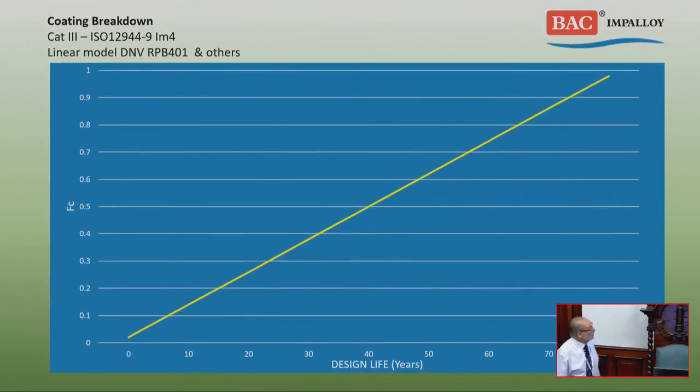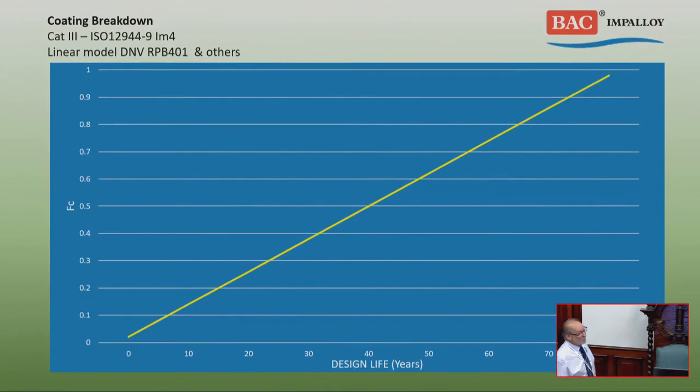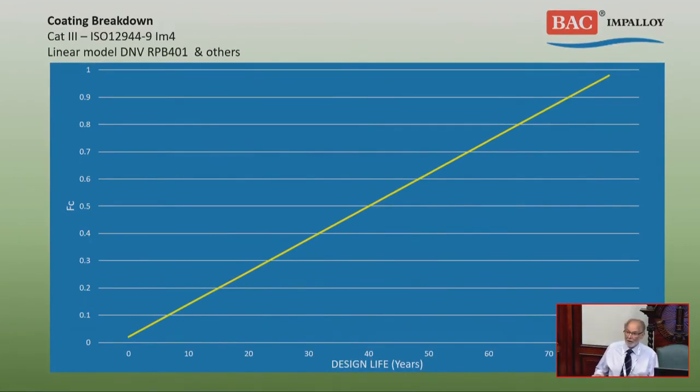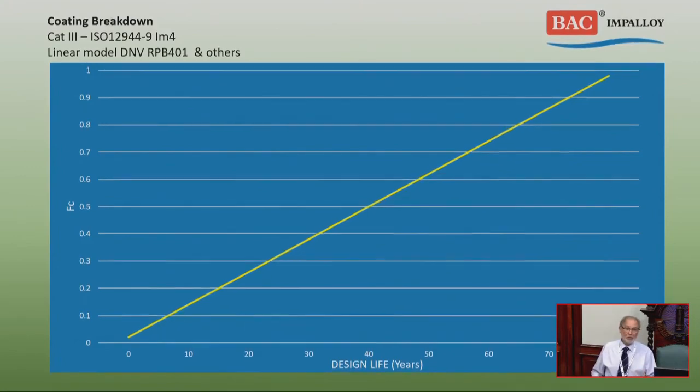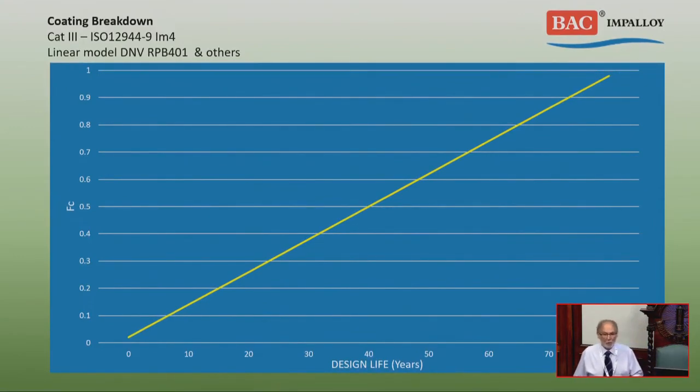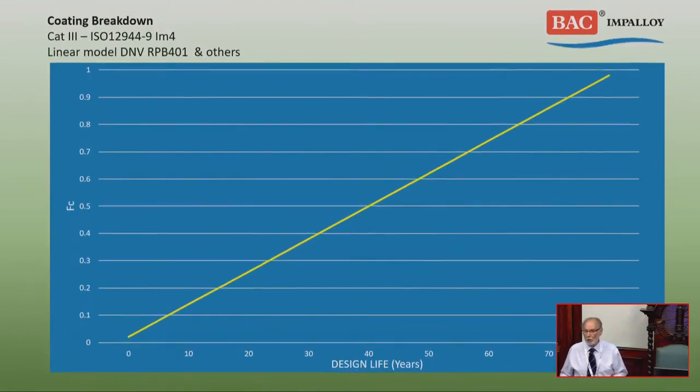I don't believe that. And DNV, who are the originators of this linear model, are quite open and quite explicit in their guidelines that the linear model is not accurate and it doesn't really address the issue, but it's a very easy calculation to make. So being quite lazy, CP engineers just do that. But what is the model for coating breakdown?